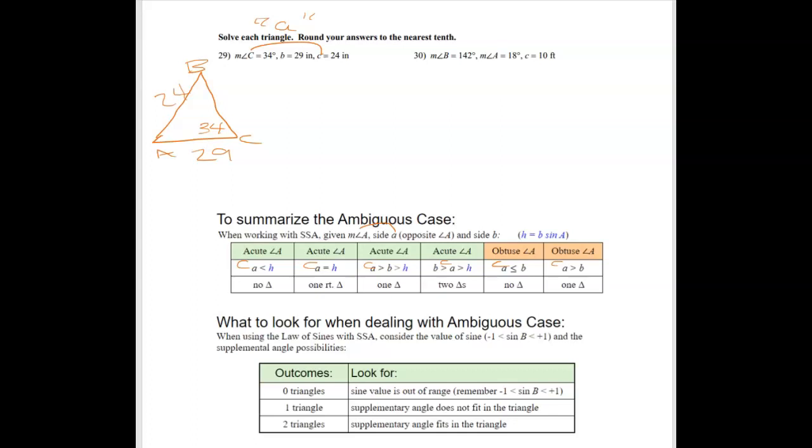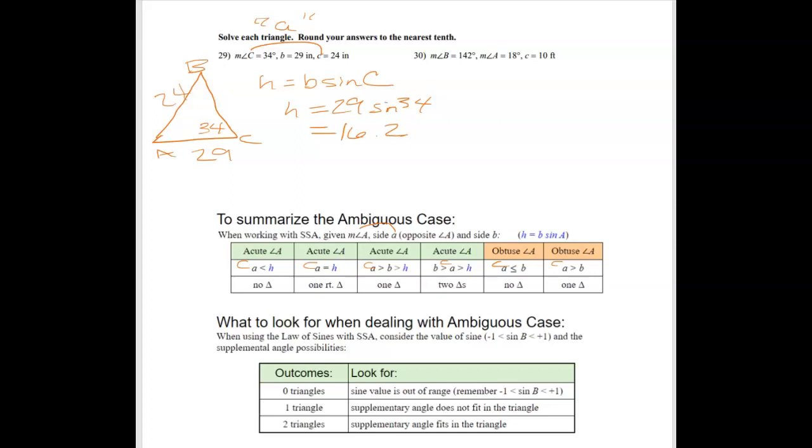We know that h equals b sine A, but remember, we're not using A, we're using C. So our h is equal to b sine of C. So h equals, b is 29, the angle C is 34, and we'll calculate that. So 29 sine 34 is 16.2.